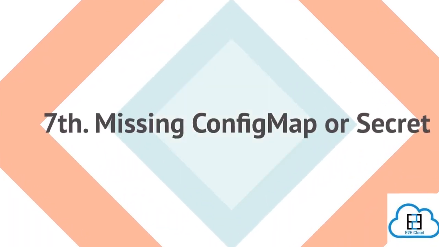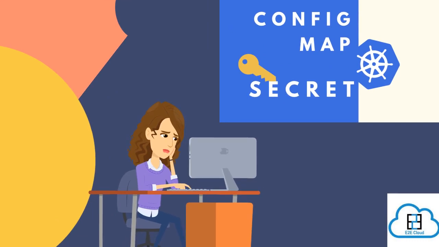Lastly, missing ConfigMap or secret. A common mistake developers make is creating deployments that reference properties of config maps or secrets that don't exist. Kubernetes best practices recommend passing application runtime configuration through config maps or secrets. This data could include database credentials, API endpoint, or other configuration flags.